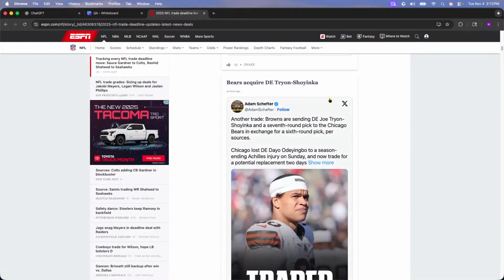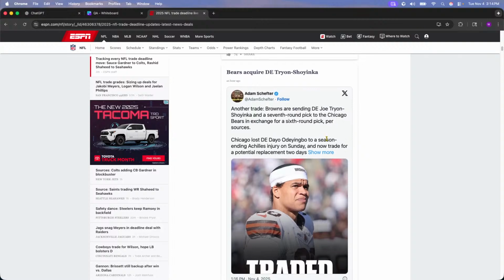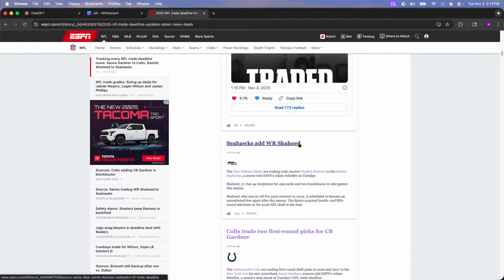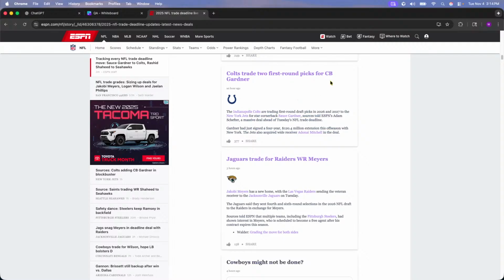Another trade: the Browns are sending defensive end Joe Thuney... okay, I'm not even going to try that, to the Chicago Bears in exchange for a sixth-round pick. Chicago lost Dayo Odeyingbo on Sunday. Oh, Shaheed is going. That's going to be interesting. This Sauce Gardner one is going to be a little sneaky one, right? Just signed a 4-year, $120 million extension this offseason with the New York Jets. The Jets are also requiring... That's what you got back. That's interesting. Okay, I like this trade for the Jets now.